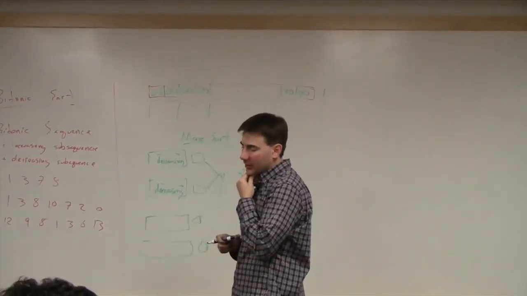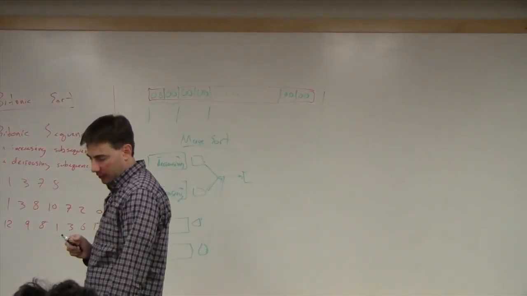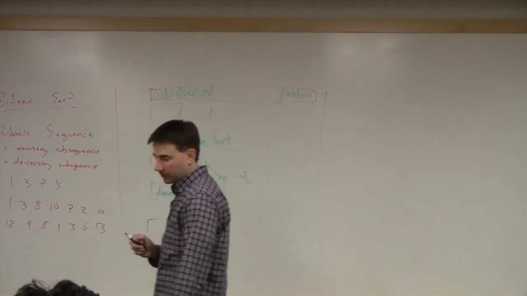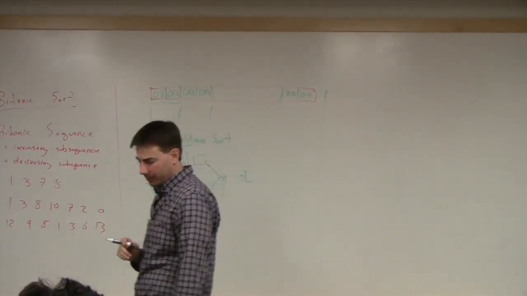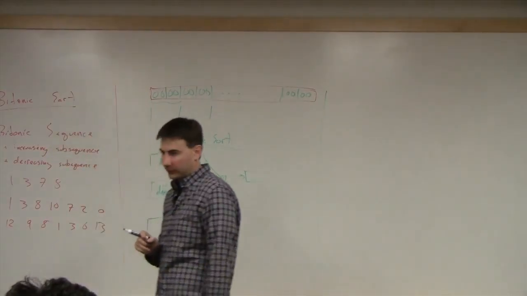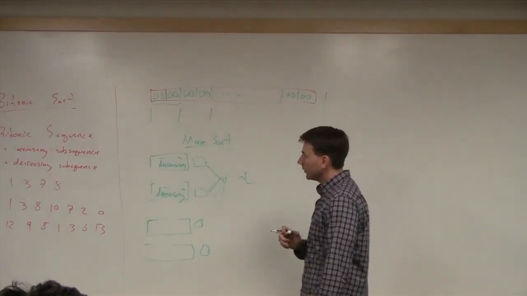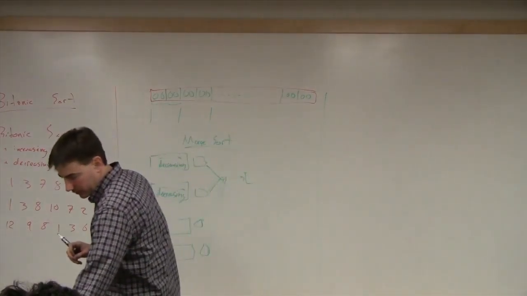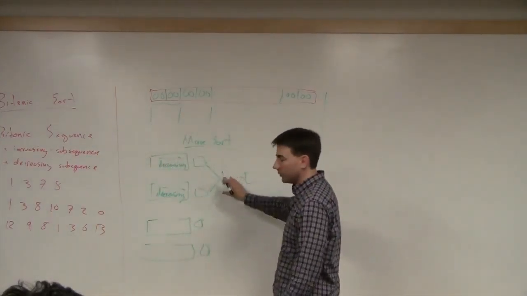So the downside of that is that the merge step will take log n parallel steps, it looks like. So the total runtime is going to be n log squared n instead of n log n. But we'll be able to get much more parallelism than doing something like this.